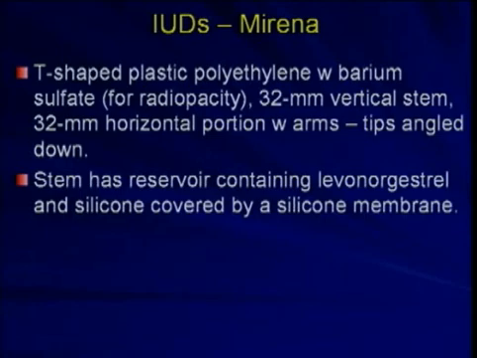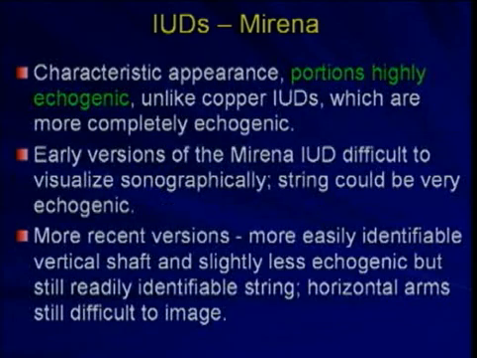It measures 32 millimeters in length and 32 millimeters across both of the arms. Remember that the tips are angled down at the end, so this should not be confused for fragmentation. Now, the vertical stem of this IUD has a reservoir containing the hormone and is thicker than the remainder of the IUD. The characteristic appearance of the Mirena is that only portions of this device are highly echogenic, unlike the copper IUDs. So the Mirena can present a problem with imaging.